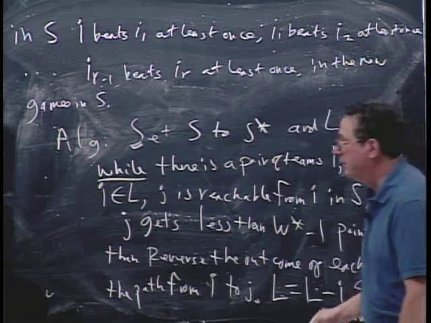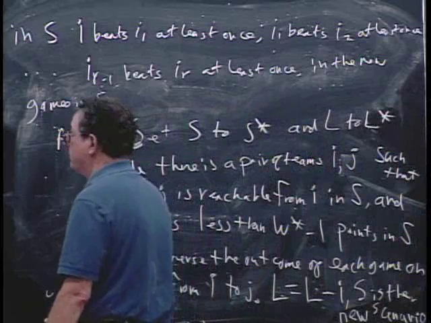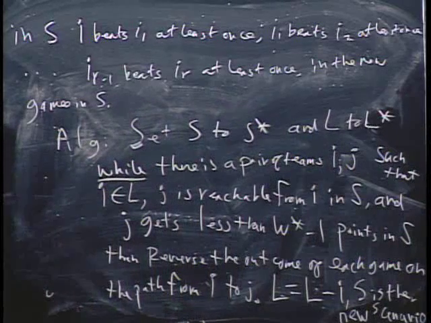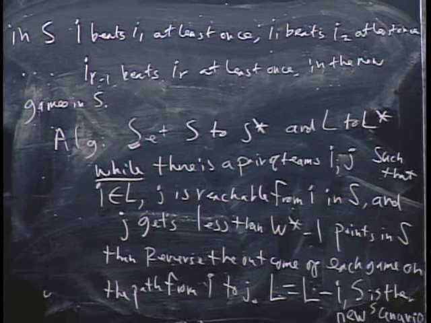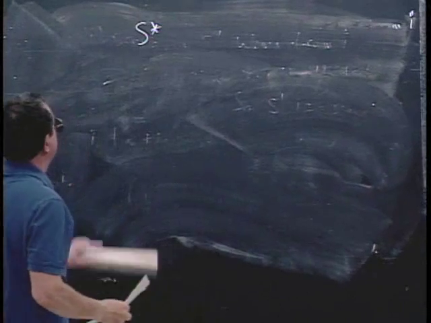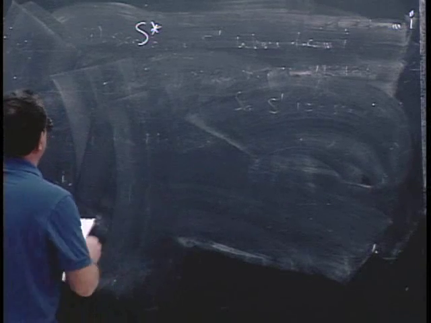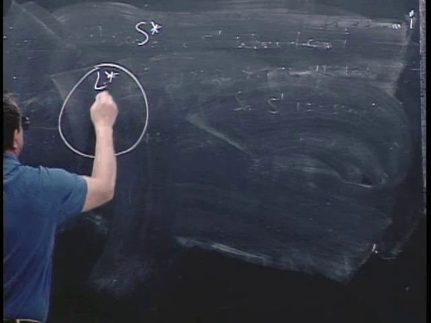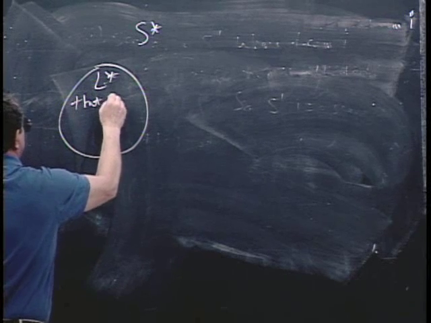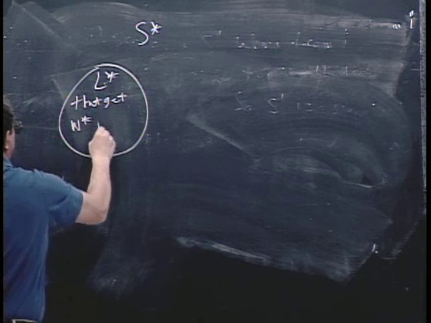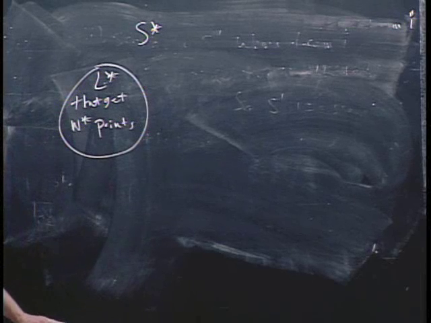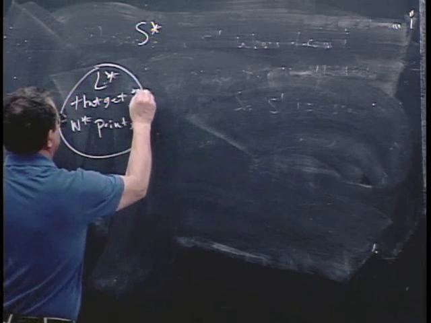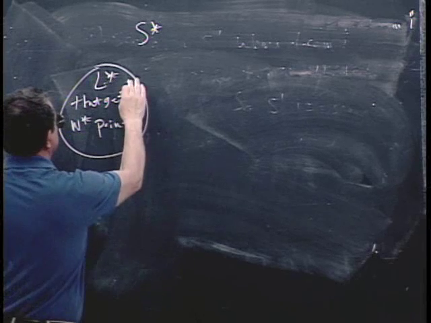Okay, so let me just give a cartoon of this, and this is the whole algorithm. So we start out with the scenario S star. And in the scenario S star, there's a certain set of teams, L star, that get W star points. Okay? They have that many points. And then an I happens to be in there.